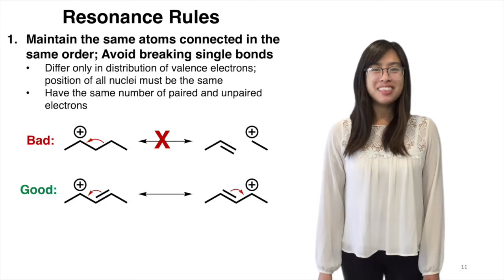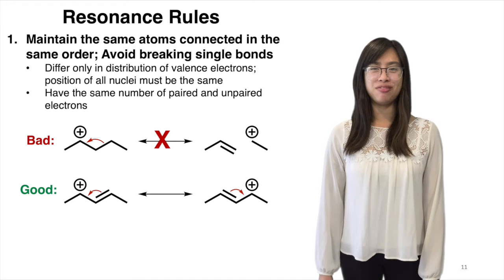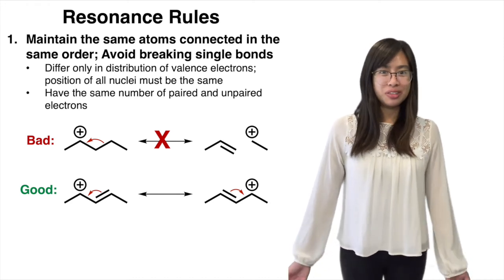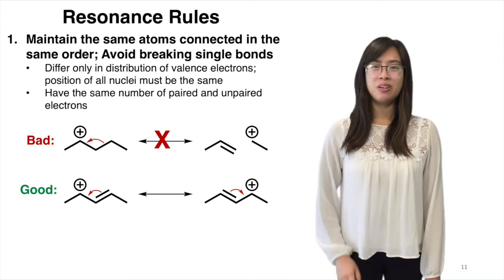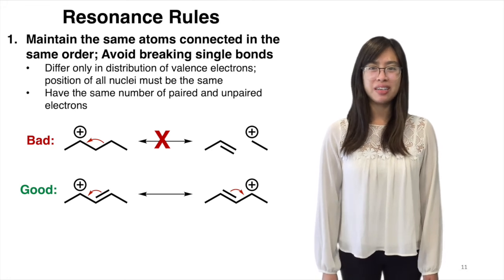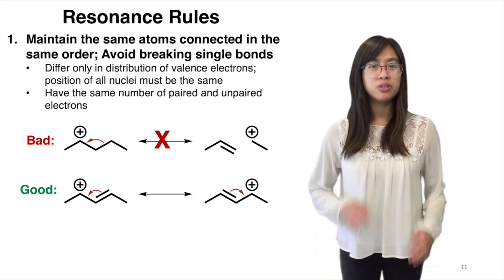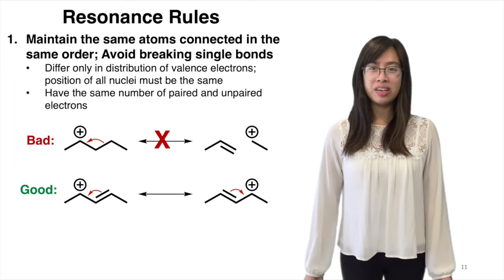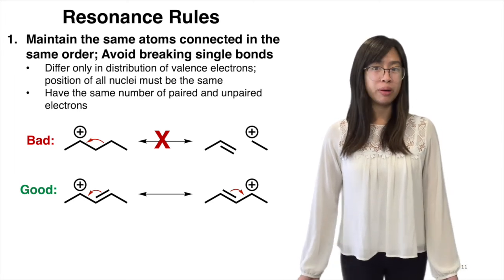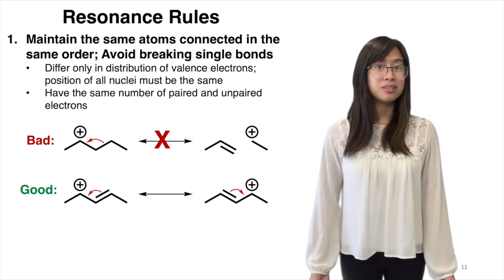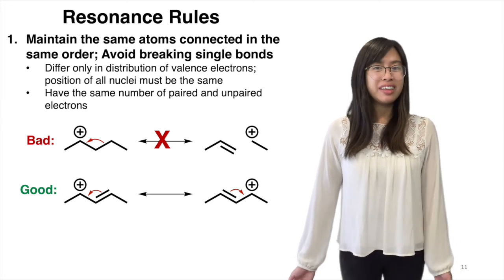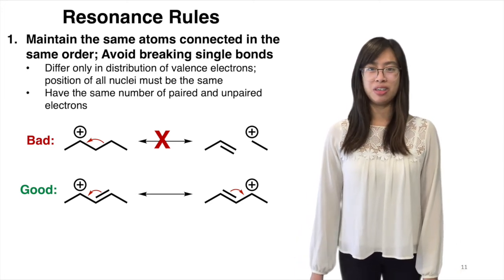So time to get into the nitty-gritty details of resonance structures, because what's chemistry without a set of rules? So rule number 1, maintain the same atoms connected in the same order. Do not break single bonds. Just think to yourself, is this atom sp2 hybridized? If it isn't, don't break it. Does it have pi electrons that I could move? Then yes, you can form another resonance contributor.